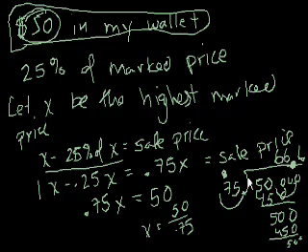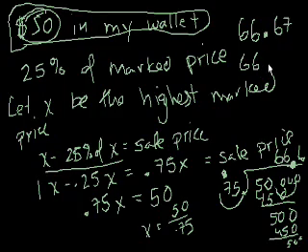But anyway, the highest marked price I can afford is $66. And if I were to round to the nearest penny, 67 cents. If I were to write this as a repeating decimal, I could write this as 66.66 repeating. Or I also know that 0.6666 going on forever is the same thing as 2/3. So it's 66 and 2/3.